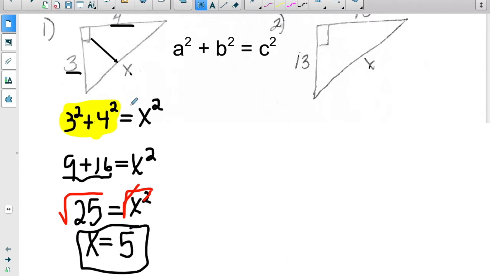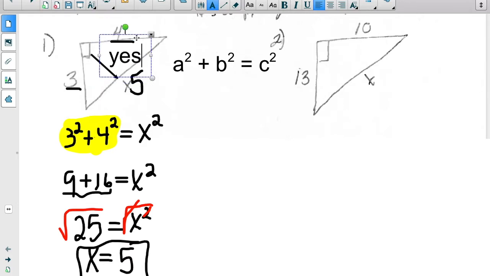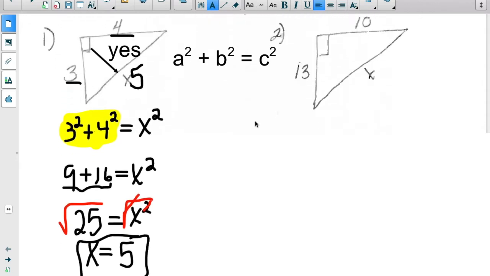So when we look back at this, we have side lengths of 3, 4, and, well, 5. So, is this a Pythagorean triple? Well, yes. This would be a Pythagorean triple because all three side lengths are whole numbers. We don't have decimals, anything left over. So this would be a Pythagorean triple. And that's all we have to do for this.